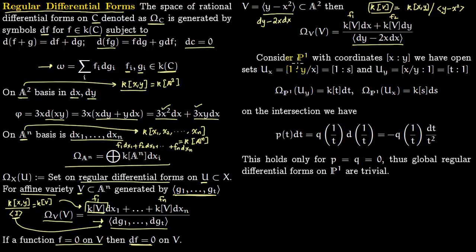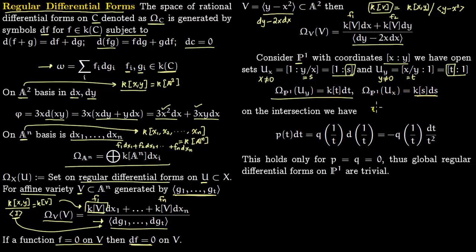Another example: say you have the projective line. You have the obvious coordinates x and y. So you have the open set U_x, which corresponds to x not equal to 0, and U_y, which corresponds to y not equal to 0. You divide throughout by x, put y by x as s. Here you divide throughout by y, put this as t. So t is x over y and s is y over x. On U_y you just have this one variable t, so this is the line A1, and you get k[t] dt. On U_x you just have this one variable s, so you get k[s] ds.